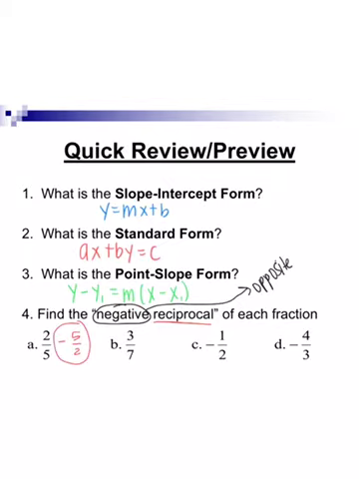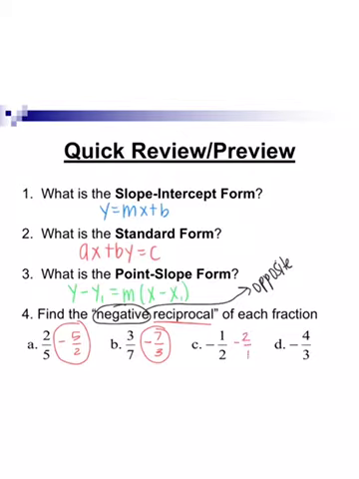First of all, if it's positive, it changes to negative, and then the reciprocal is when the numerator and the denominator flip spots. So part B, what would the negative or opposite reciprocal be? Hopefully you said negative 7 over 3. Part C already is a negative. So when I find the opposite reciprocal, it would be negative 2 over 1.